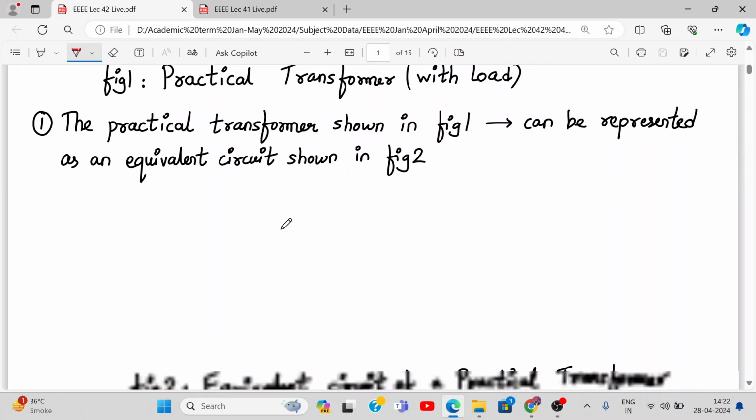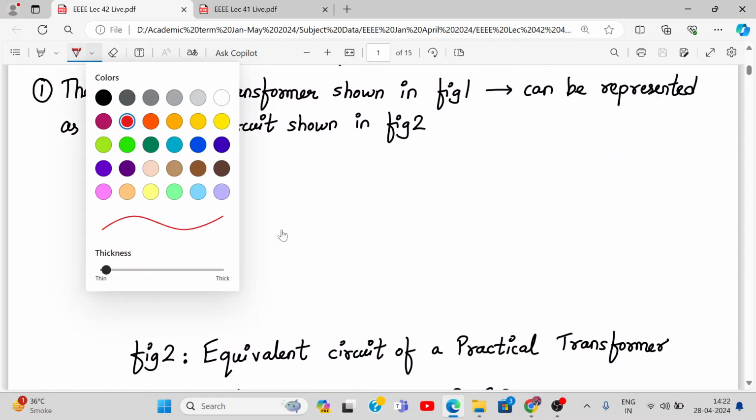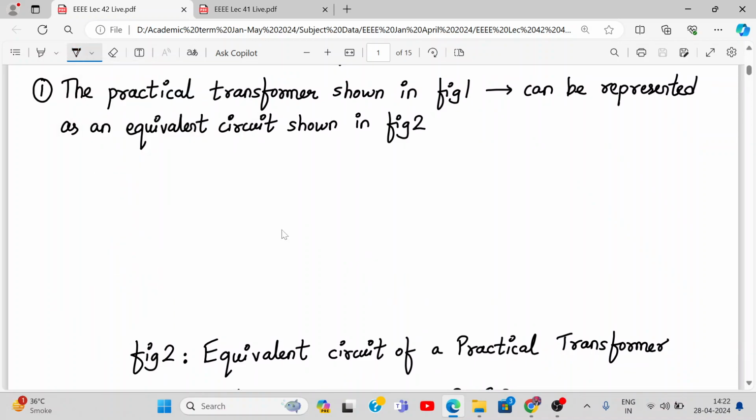Now today we are drawing a practical transformer equivalent circuit. Right? So let's draw it together. Here in the primary winding we have R1 due to the primary winding resistance. So this is R1. Then we have X1, we know, because of the primary flux leakage.